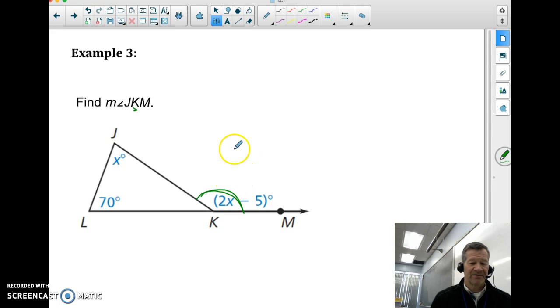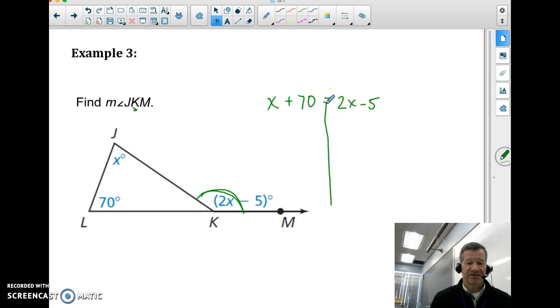Right now, they say that measurement is 2x minus 5. Well, what I know is that this 2x minus 5 is an exterior angle, and it has to equal the sum of the two non-adjacent interior angles. So in other words, x and 70 must add up to 2x minus 5. So we're going to set up the equation: x plus 70, the sum of the two non-adjacent interior angles, has to equal 2x minus 5, the exterior angle.